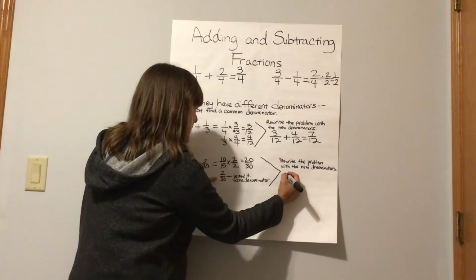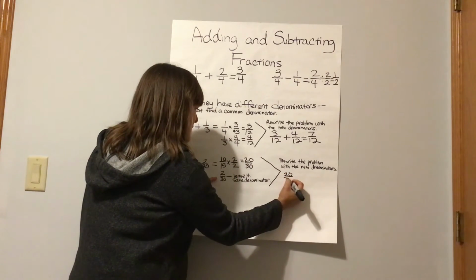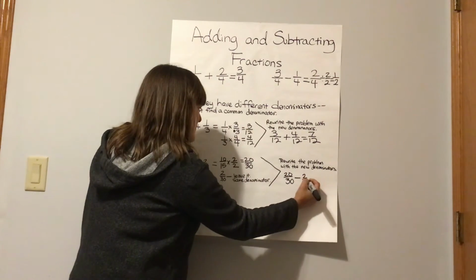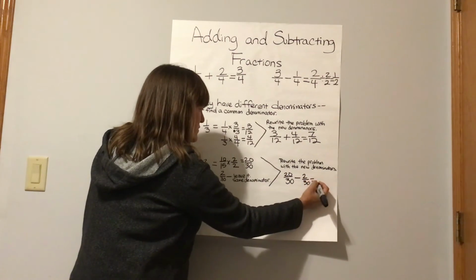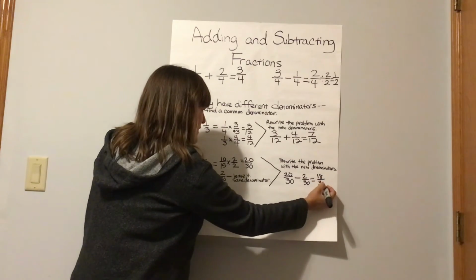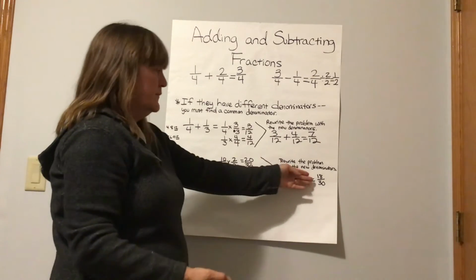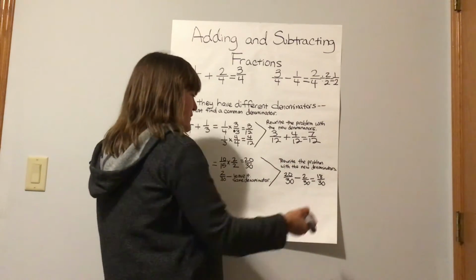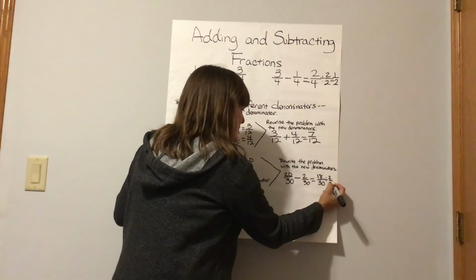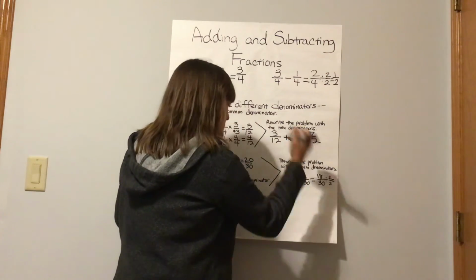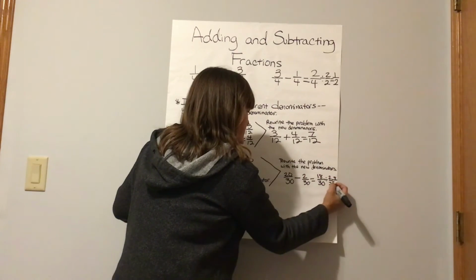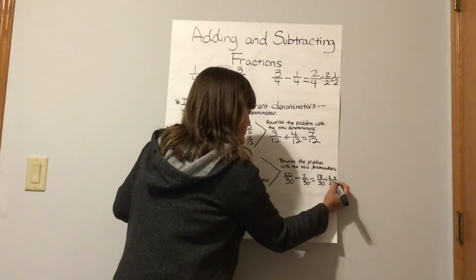So I have 20 over 30 minus 2 over 30, which will equal 18 over 30. And then those are both even numbers, so I know for sure that 2 goes into both of these, so let's divide both by 2. 2 goes into 18 9 times, okay, and 2 goes into 30 15 times.